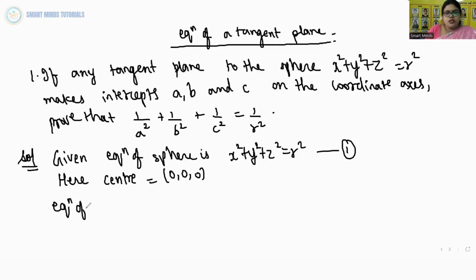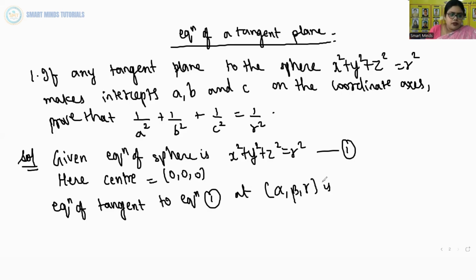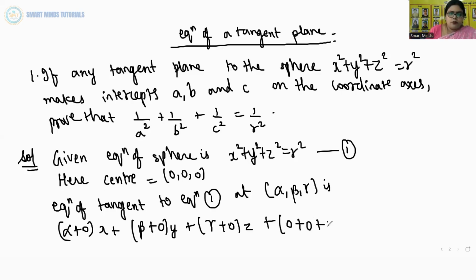Now we need to use the equation of tangent formula. So what is equation of tangent to equation number 1 at some point alpha, beta, gamma? The formula is alpha plus 0 into x plus beta plus 0 into y plus gamma plus 0 into z plus 0 plus 0 plus 0 minus r square. Here I am applying tangent formula, equation of tangent.